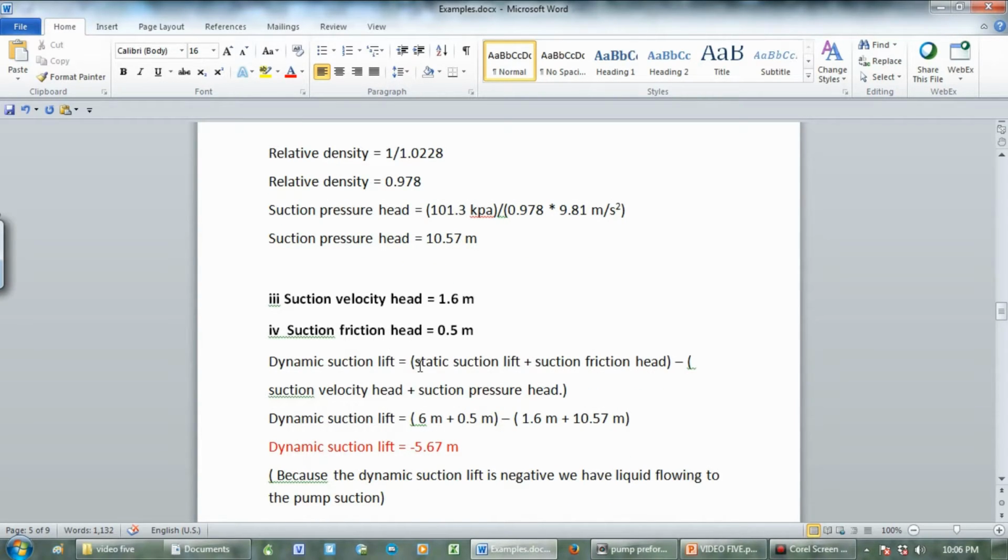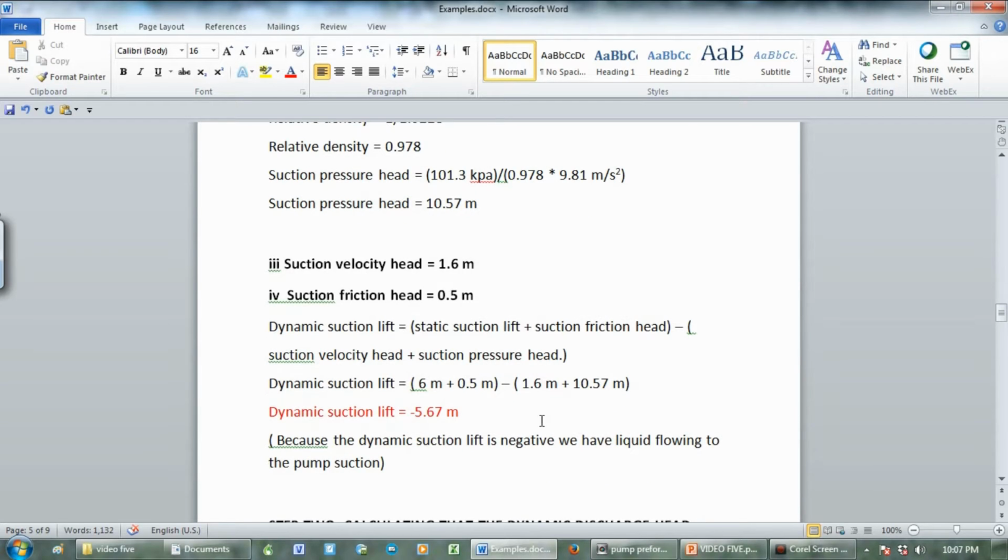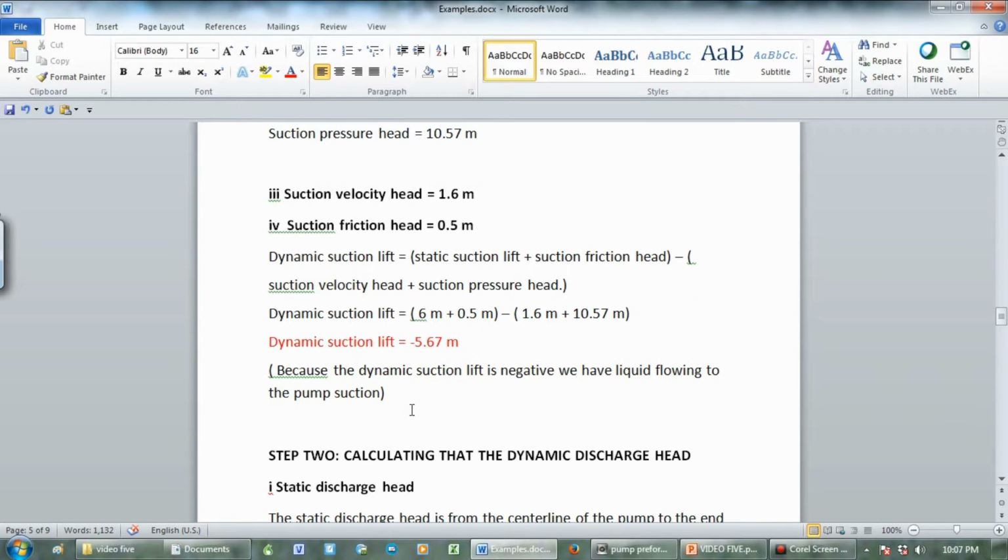Dynamic suction lift equals static suction lift plus suction friction head minus suction velocity head plus suction pressure head. Dynamic suction lift equals 6 meters plus 0.5 meters minus 1.6 meters plus 10.57 meters. Dynamic suction lift equals minus 5.67 meters. Because the dynamic suction lift is negative, we have liquid flowing to the pump suction.